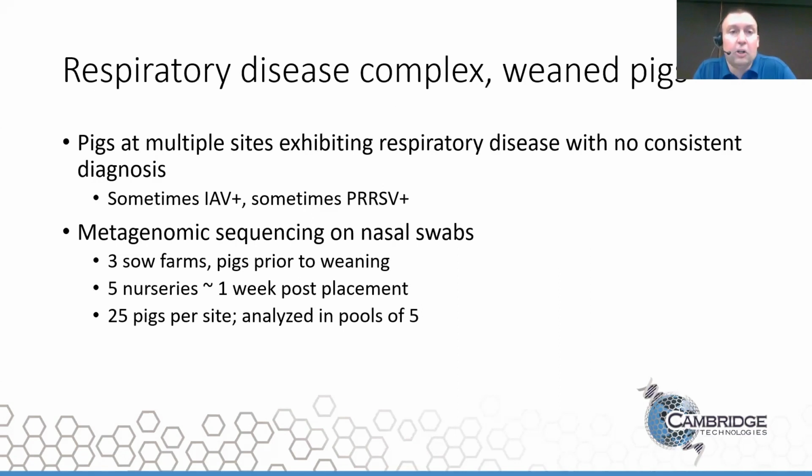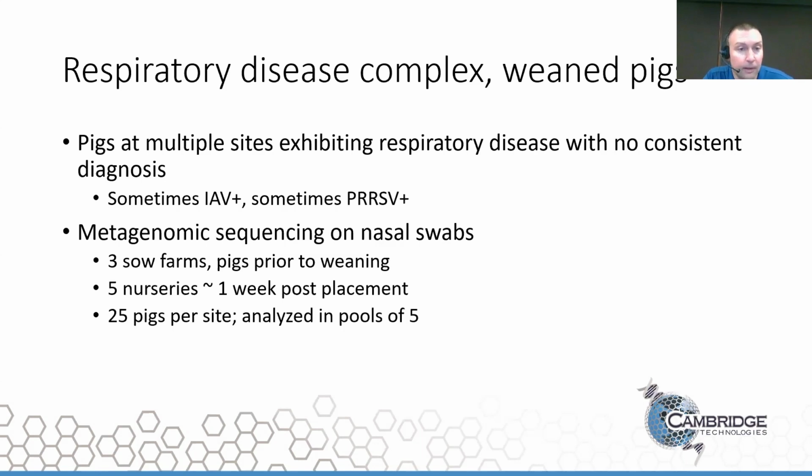The next example of metagenomic sequencing is looking at respiratory disease complex. Typically we're talking about young pigs and respiratory disease. Flu and PRRS are top on the list. So this was a study with a large integrated system, and what they were experiencing was a lot of respiratory disease in pigs about 14 to 28 days of age. Sometimes they would find flu, sometimes PRRS. A lot of times they wouldn't find either of those viruses, yet these pigs still had respiratory disease, which was leading them to fall behind. So the question was, what's going on with these pigs?